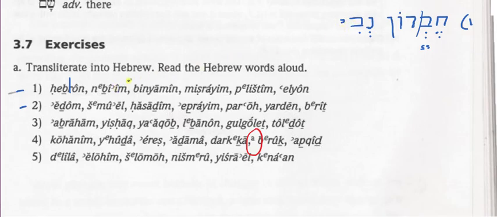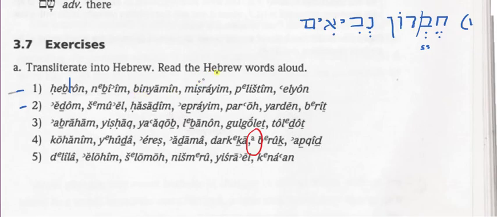Then this little apostrophe-like symbol is an aleph, another historically long I, the hiriq yod, and then the final mem. Now remember, mem can have a non-final form and a final form. We're going to use the final form here, which is basically a box with a line over it. So nevi'im, nevi'im. All right.